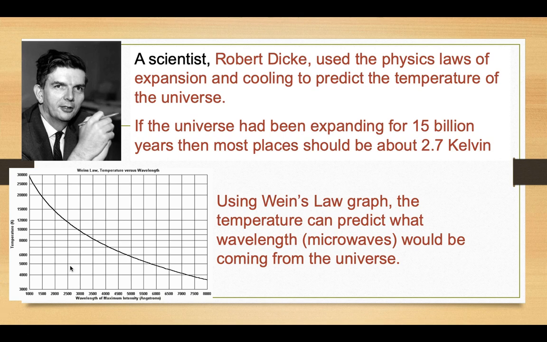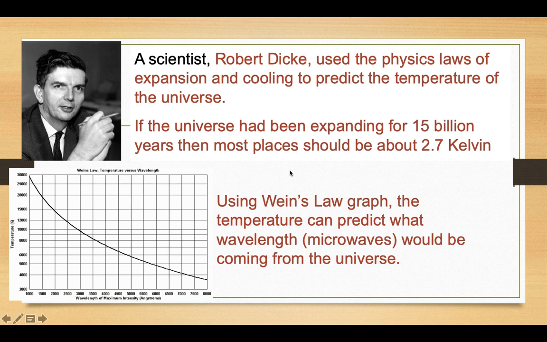So if you have a really low temperature, even lower than this graph is showing, we can predict that the wavelength would be way over here. This wavelength is 8,000 angstroms, which is a unit used to measure really small things. The wavelength would be really, really long, even to the point of microwaves. So microwaves is what we would be mostly measuring in the universe.